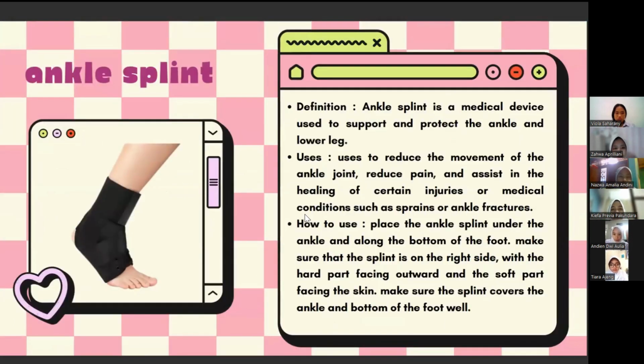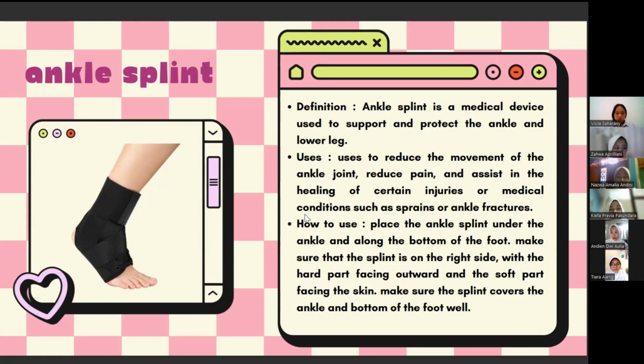Okay, thank you, Andin. The next topic is ankle splint. Definition: an ankle splint is a medical device used to support and protect the ankle and lower leg. Uses: to reduce the movement of the ankle joint, reduce pain, and assist in the healing of certain injuries or medical conditions such as sprain or ankle fracture.